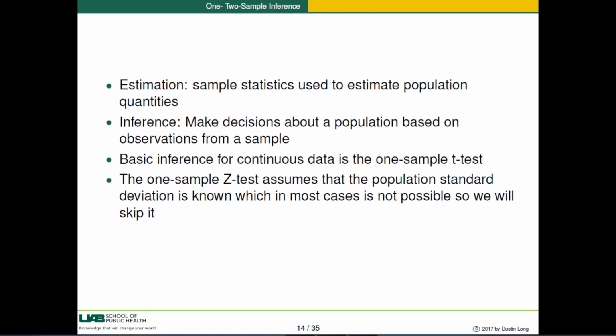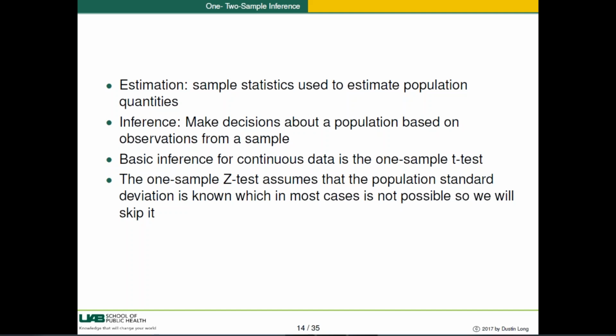That would be making a decision. Basic inference for continuous data, the most basic, is what's called a one sample test. Meaning I sample my one group of babies here at UAB hospital, and then I run a one sample test. Is their mean different from something? This is sometimes called a one sample z-test.